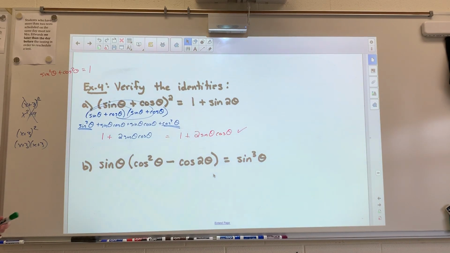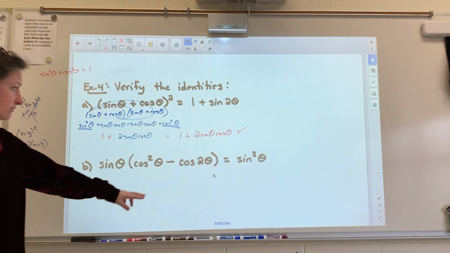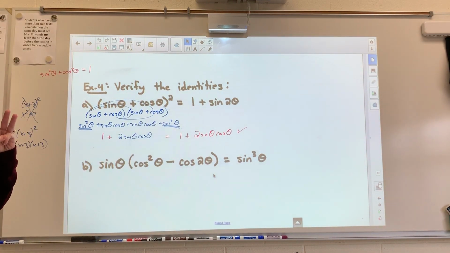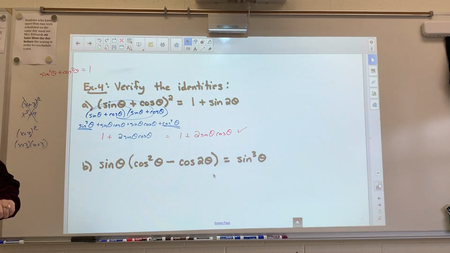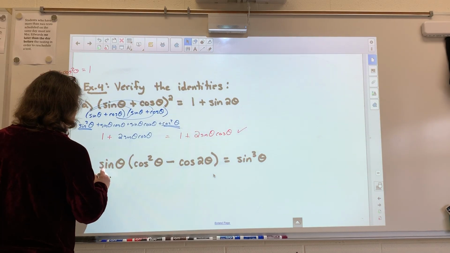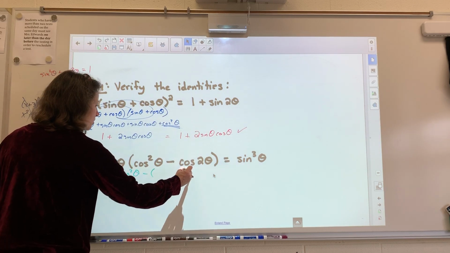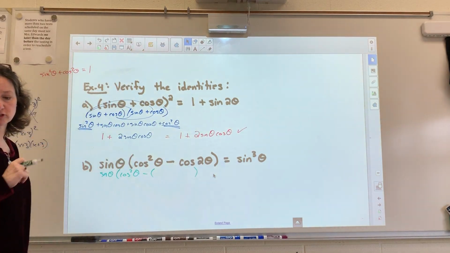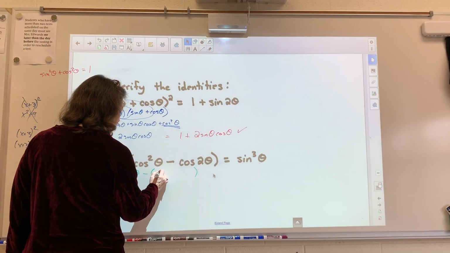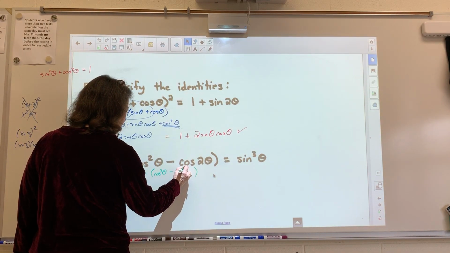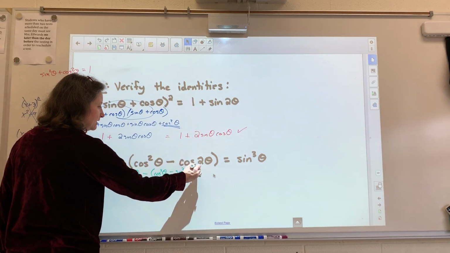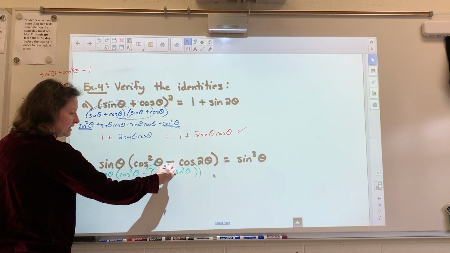So we have options here. We can either use the first formula, the second formula, or the third formula, because remember this has 3 formats. I personally think the easiest thing to do is to use the first. So I'm going to use the first one. So sine theta times cosine squared theta minus, what is the cosine double angle first formula? It is cosine squared minus sine squared. Now we're subtracting this whole thing, so we've got to distribute the negative.